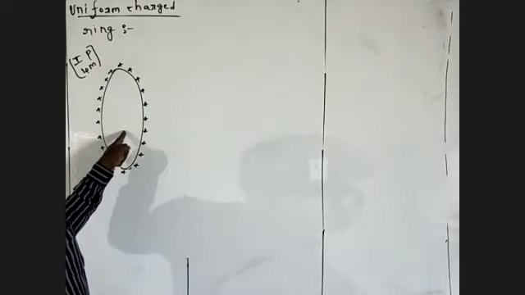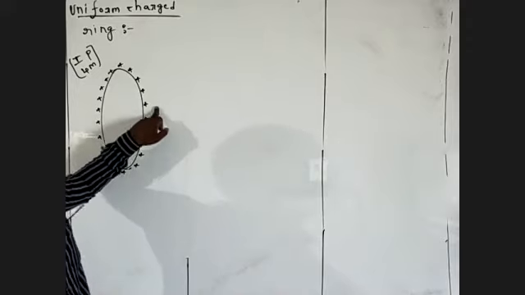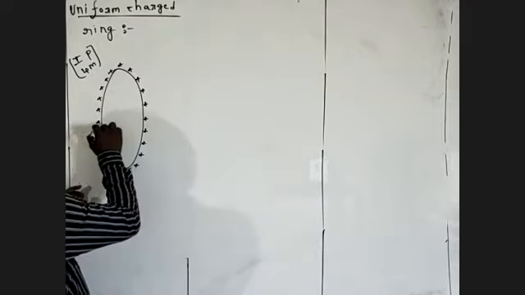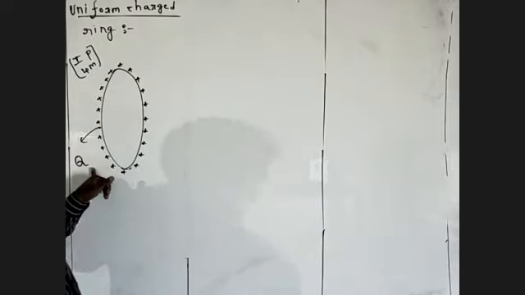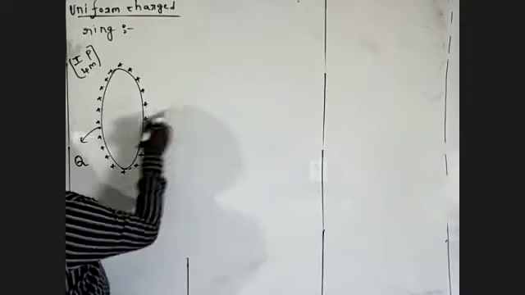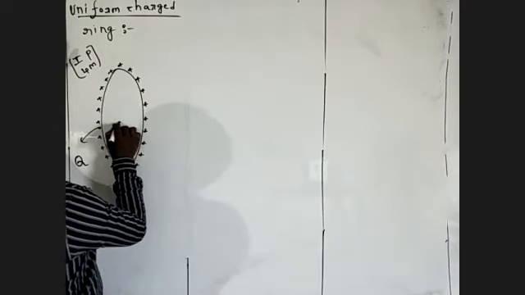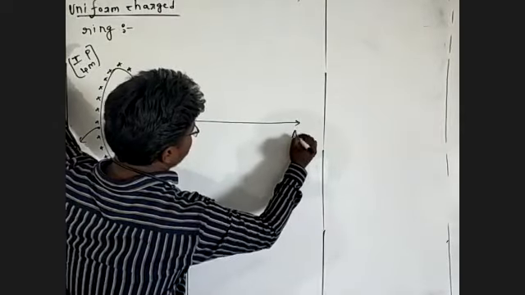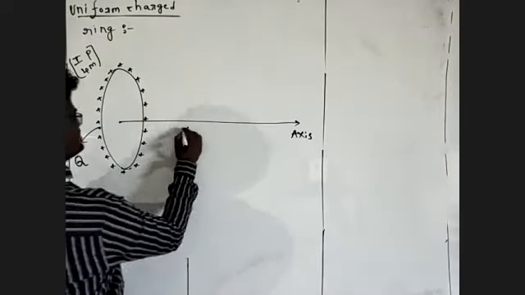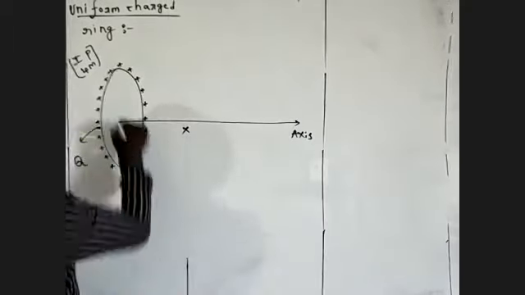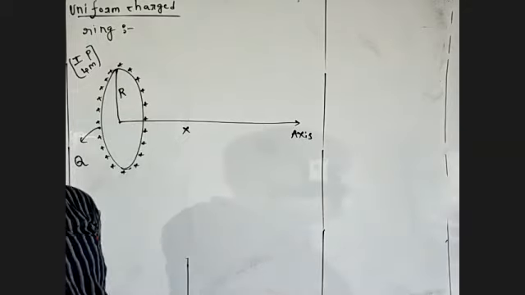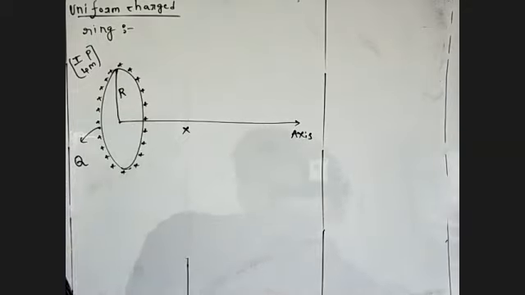This is a ring. Positive charge is uniformly distributed along the ring. Total charge is capital Q. Now, this is the center of the ring. This is what we call the axis, the x-axis. This is the radius of the ring, capital R.